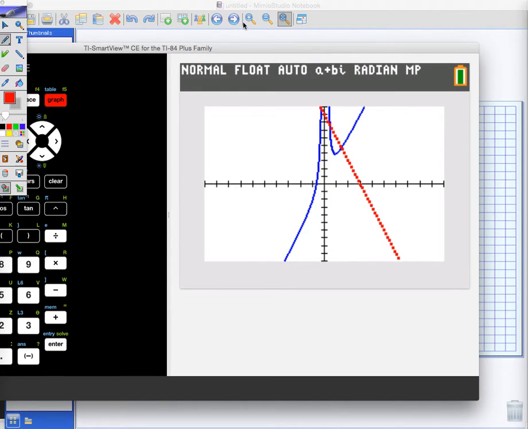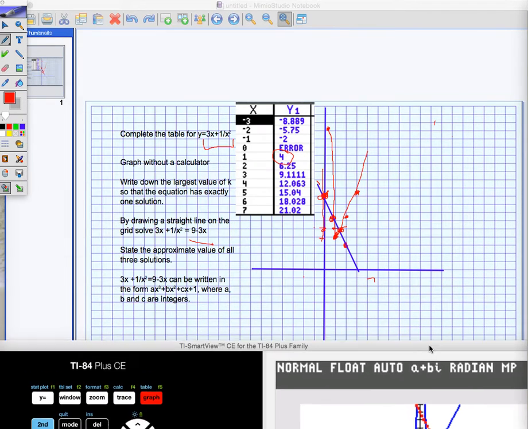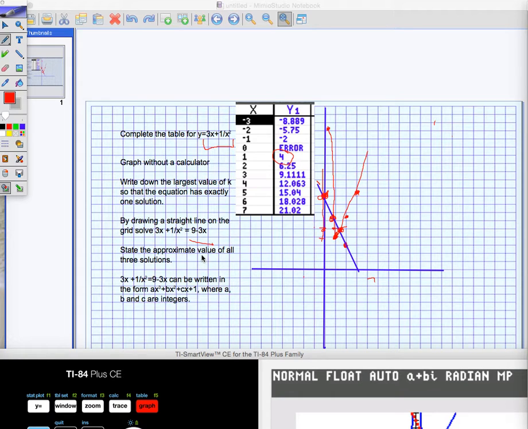Now, if you were allowed to use a calculator for this portion, you could use Desmos or a TI-84 and calculate exactly those points of intersection. But it's just asking you for an approximate value. Now, you could solve this algebraically, but the question states draw a straight line to solve this.